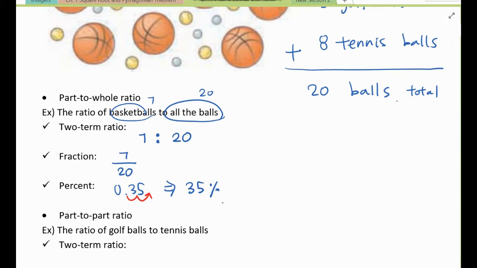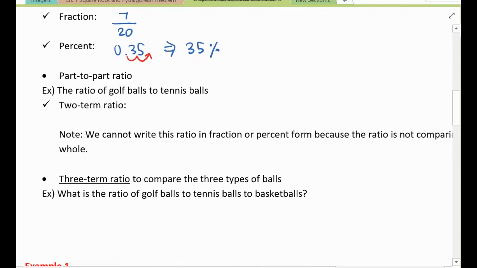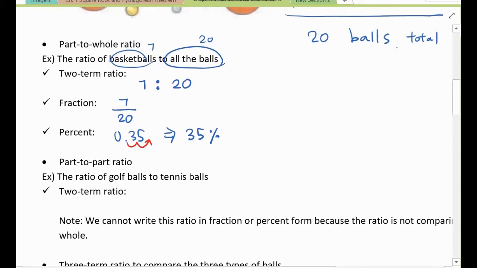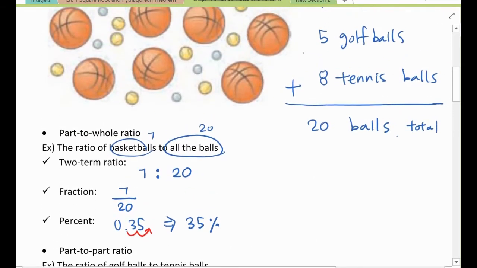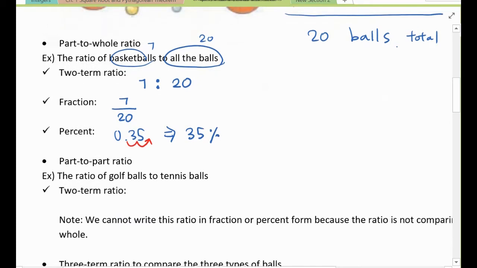All right. Okay, part to part ratio. The ratio of golf balls to tennis balls. How many golf balls do we have? 5. How many tennis balls do we have? 8. So that will be 5 to 8.